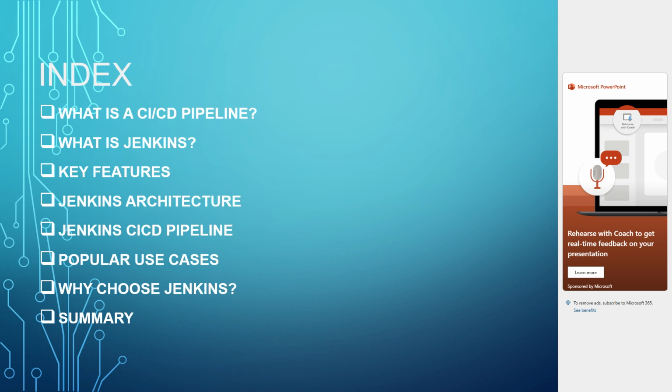Then we will understand what is Jenkins. After this, we will understand its key features and we will deep dive into its architecture. Following that, we will see how the CI/CD pipeline works with respect to Jenkins and what are the popular use cases. Finally, we will also discuss why we should go for Jenkins over the other available options, and we will summarize this session with whatever we discuss in today's topic. I hope the agenda is clear to you.